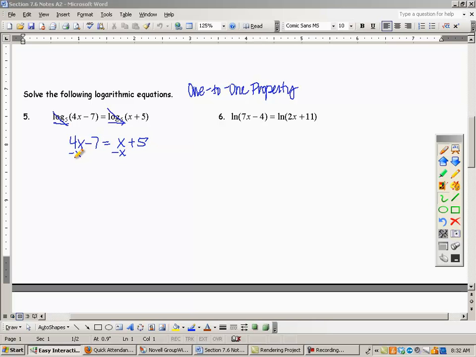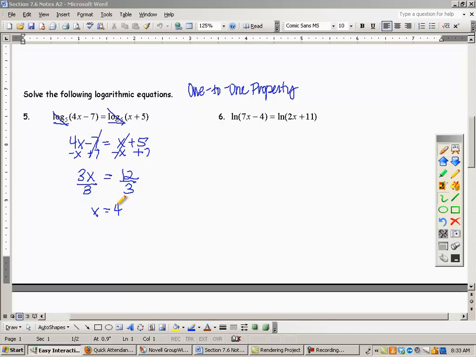I'm going to move an x over, and if I move an x to the left, I have to move the 7 to the right. So I have 3x equals 12. And if you need to take this in 2 steps, you can. By this point in time, though, we kind of expect that you understand why I'm taking it in 1. Divide this by 3, I get that x is 4.